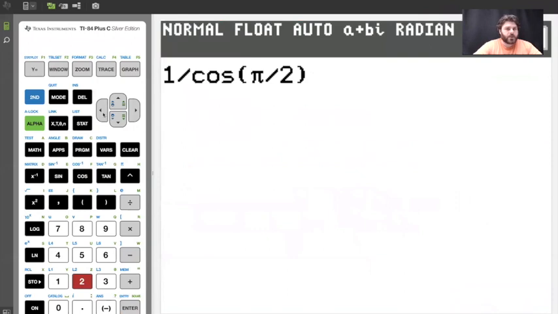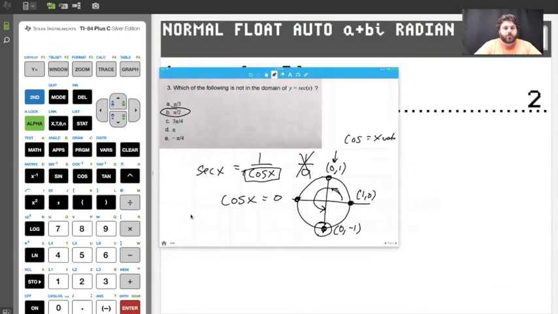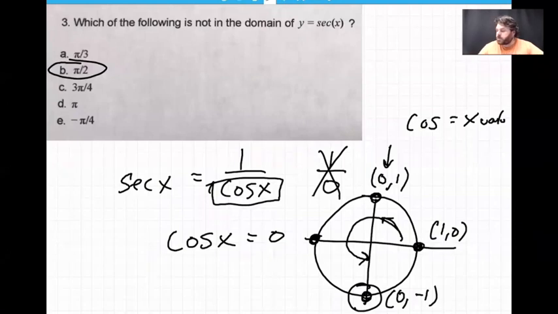Okay? So like, for example, what are the other answer choices? You could have had pi over 3. Well, pi over 3 gives you a value, right? 1 over cosine of pi over 3 is 2. So you're allowed to use pi over 3 in this function. So therefore, pi over 3 is in the domain. So basically, any number you can't use in the function is what we say is not in the domain, and pi over 2 is not in the domain.